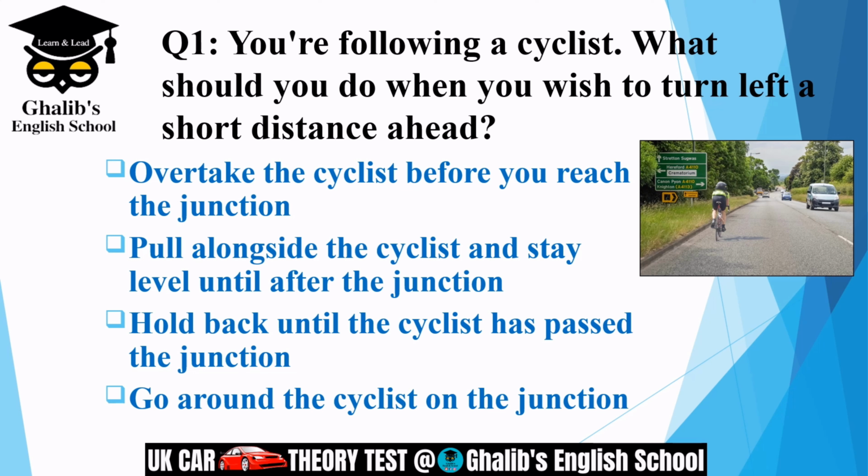Question 1. You're following a cyclist. What should you do when you wish to turn left a short distance ahead? You can see in the picture there is a cyclist going on this road. So you need to overtake the cyclist before you reach the junction. Pull alongside the cyclist and stay level until after the junction. Hold back until the cyclist has passed the junction, or go around the cyclist on the junction. So in this situation, guys, you need to hold back until the cyclist has passed the junction. So let the cyclist first pass the junction and then you follow.